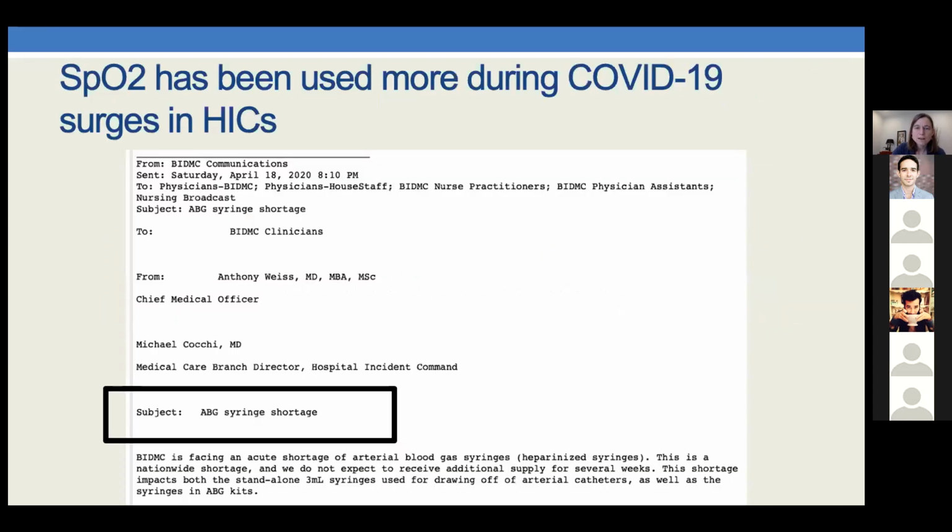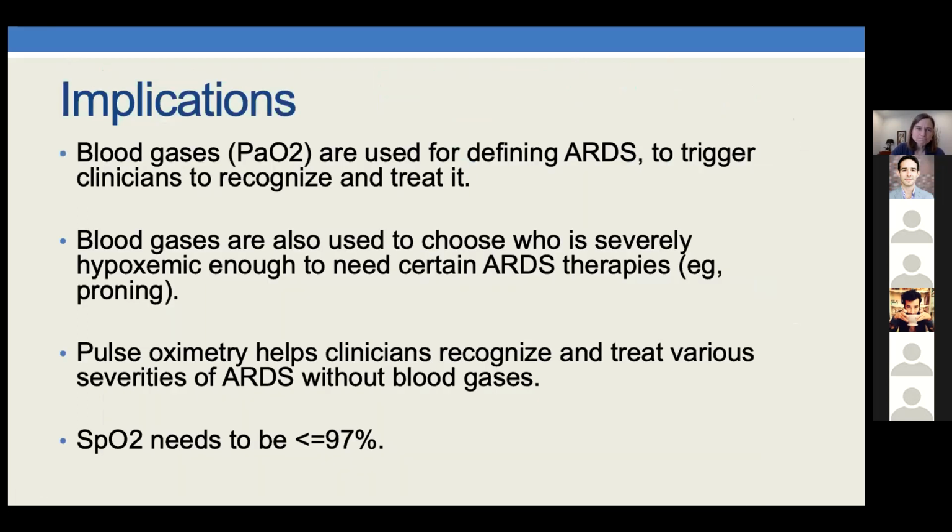And it's this recognition that perhaps we really don't need to be placing invasive lines in order to treat this syndrome. Another example of why this is being used more in high-income settings, this is an email that I received about a year ago where my own hospital in Boston had an ABG syringe shortage. So we began using, as a practice, pulse oximetry rather than blood gases as a way of estimating hypoxemia for COVID-19 patients. And I would say even in the setting of our having more syringes for blood gases again, we've continued to rely more on pulse oximetry.